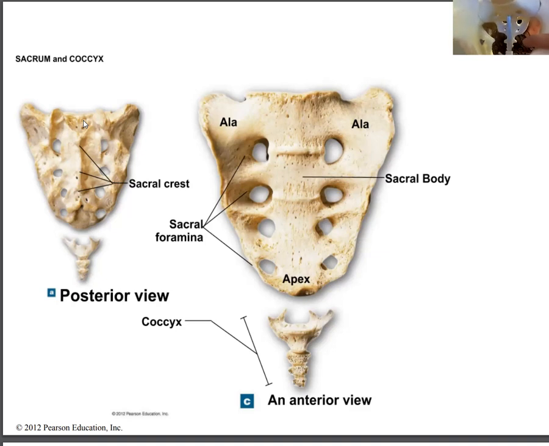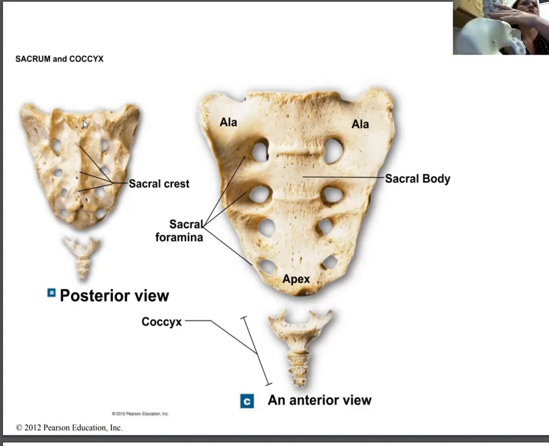So again, this entire bone is the sacrum. These two wings right here are your ala. This part right here down the center, this is going to be your sacral body. These holes, all the holes are your sacral foramina. This broad side here is the base. The pointy side right here is apex.